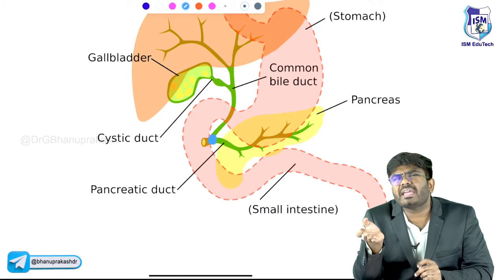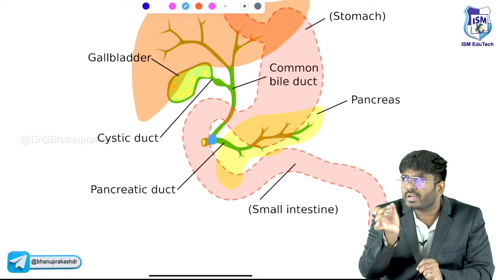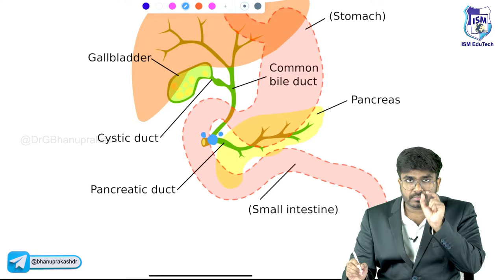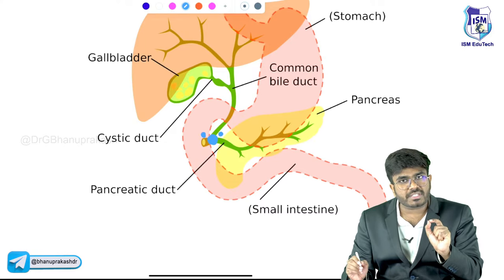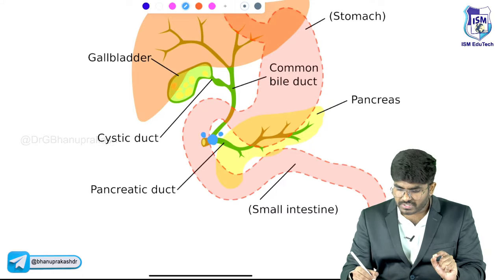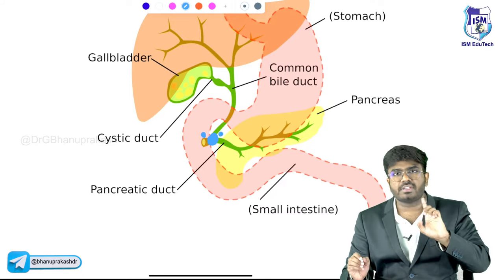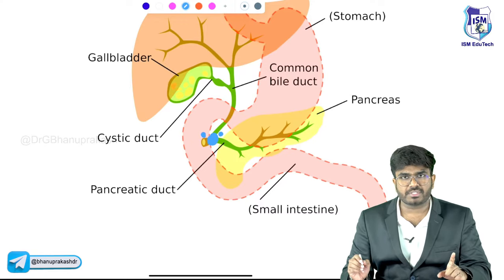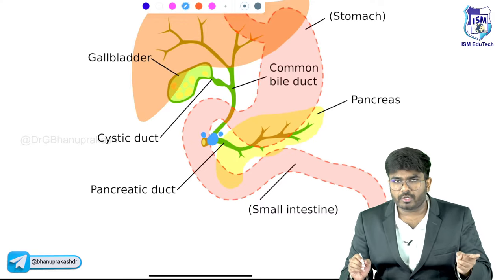Actually, this is also a type of cholelithiasis, there is no doubt. But right now, where is the gallstone present? The gallstone is present in the hepatopancreatic ampulla. Now what is the patient going to have? First of all, obstruction is there. Obstructive jaundice will occur. Elevated alkaline phosphatase levels are going to be seen. Next, direct bilirubin levels are going to be elevated.